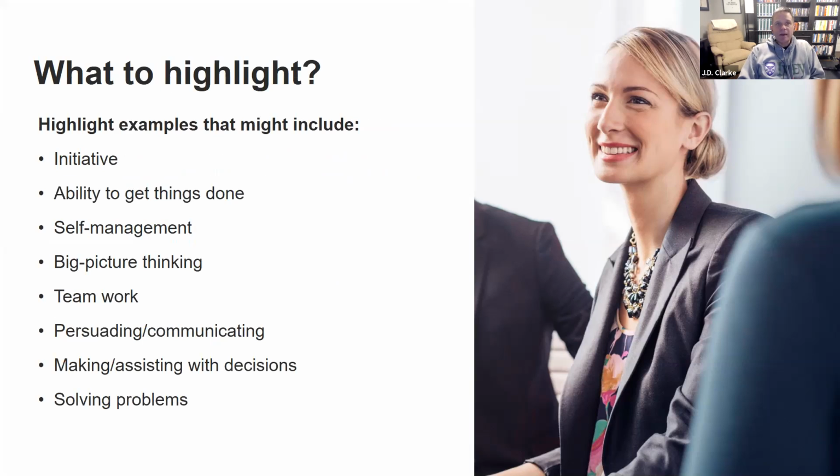Here are some things to think about highlighting, and these are examples of what you might include in your experience. I want to talk about this because leadership experience and potential is not necessarily about leading people. It's about the experiences that you have. So here are some things to include.